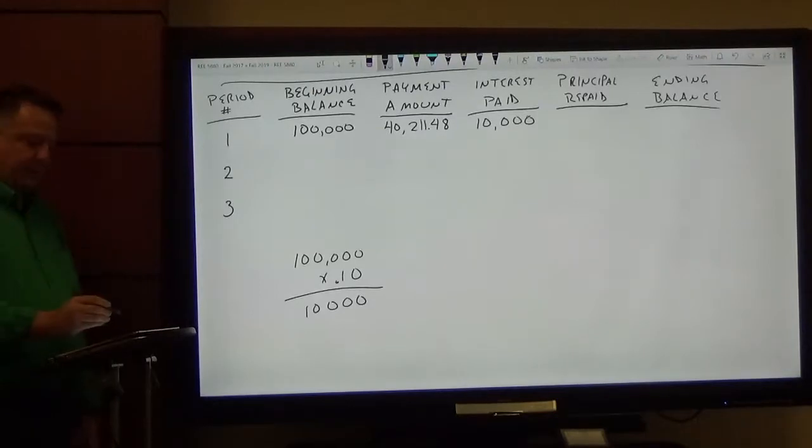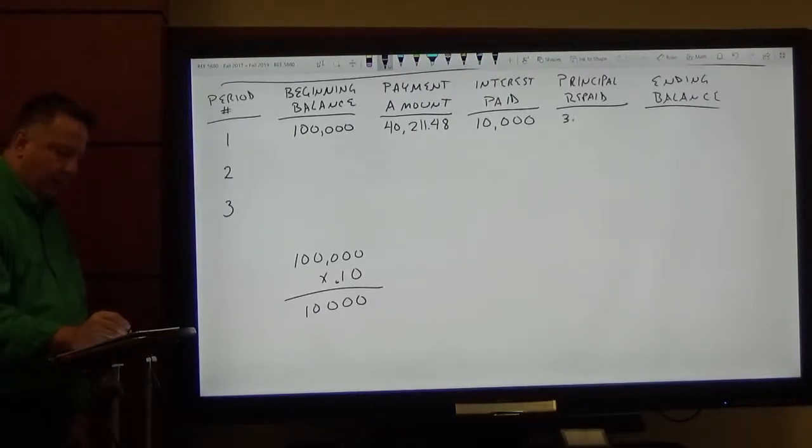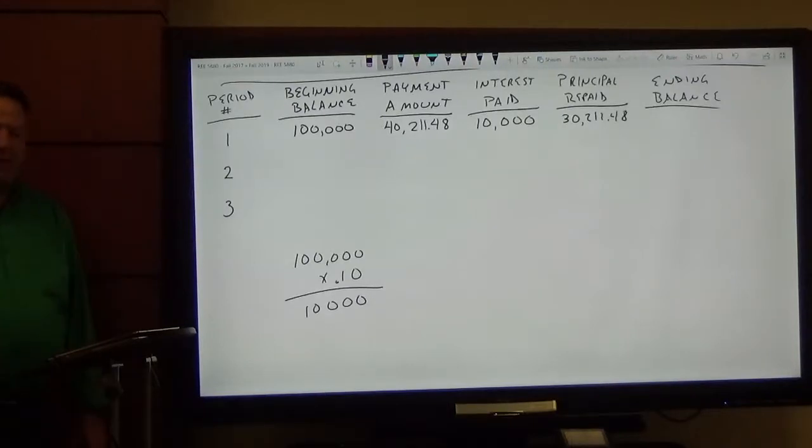So the simple math is to take now your payment amount, subtract out the interest that you paid, and that leaves us with $30,211.48 as the principal that was repaid on the loan. In other words, the actual paying back on the loan itself. Okay? Does that make sense?